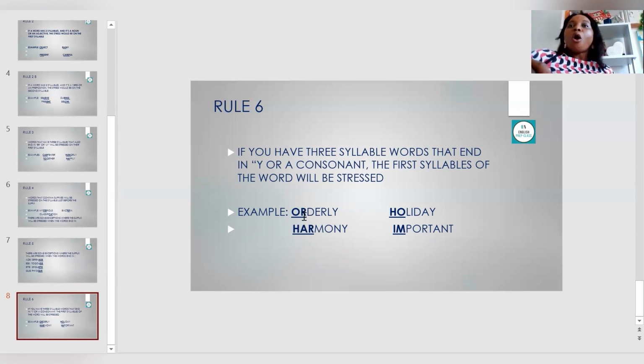which is the first syllable. Orderly. Here will be holiday. Harmony, not harmony, harmony. Here, important. I mean, you're stressing it.